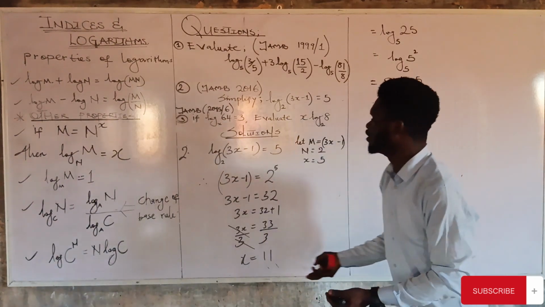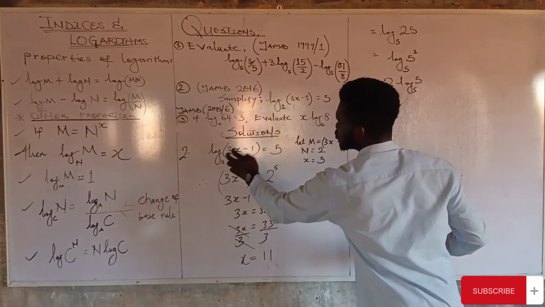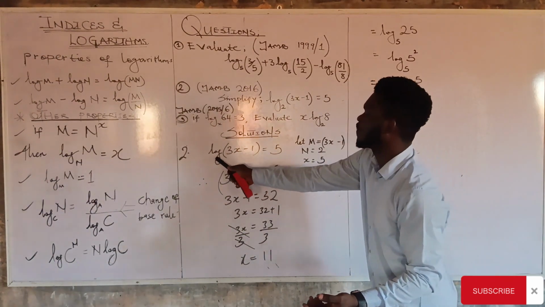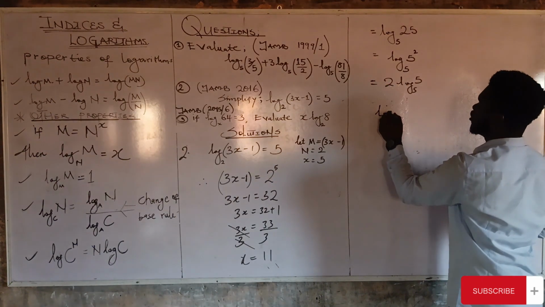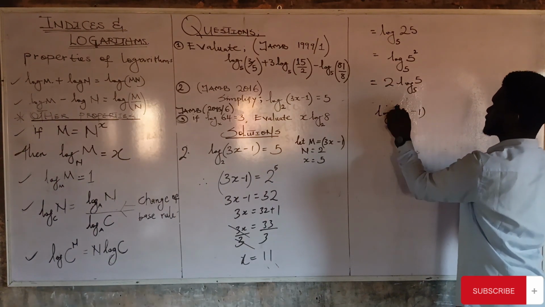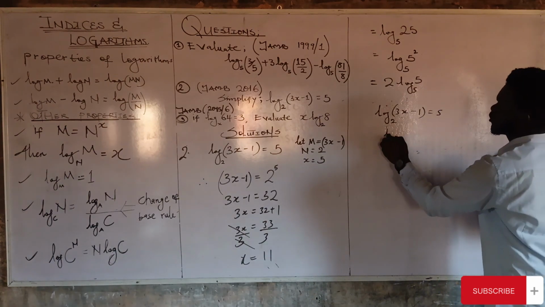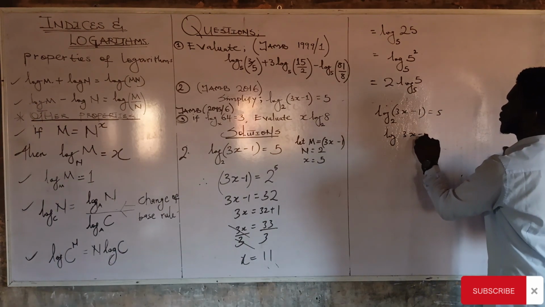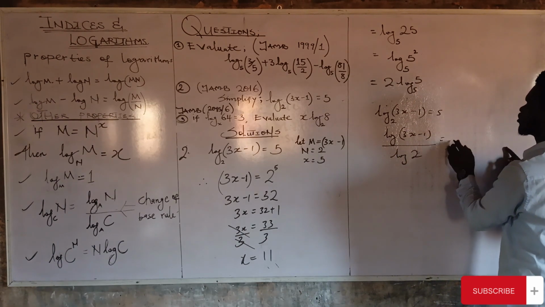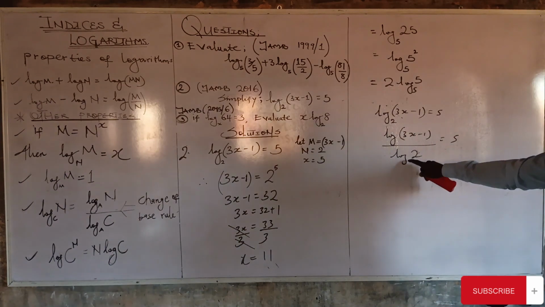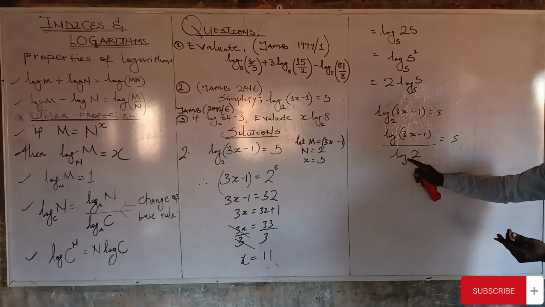If you want to use the change of base rule here, all you have to do is convert this one. This is log of 3x minus 1 base 2 equals 5. Using your change of base rule, it becomes log of 3x minus 1 over log 2 equals 5. You have converted to base 10, which is your natural log.